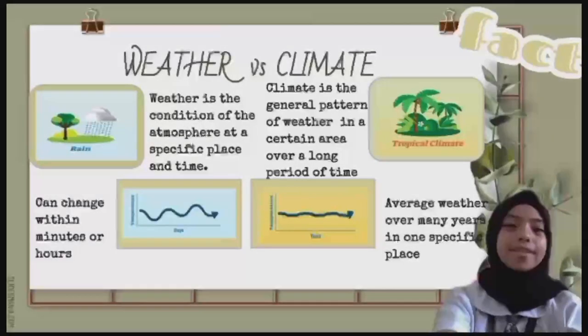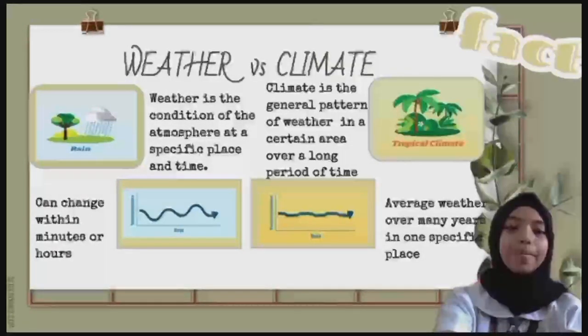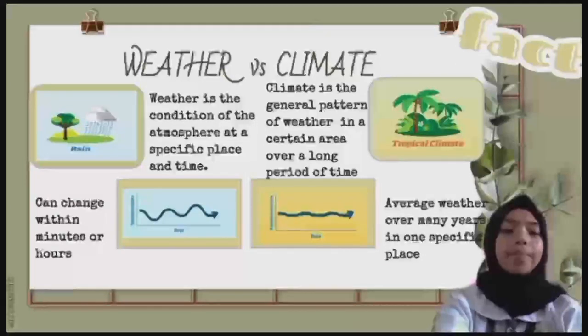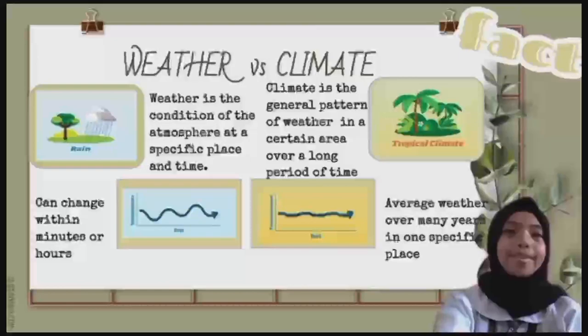Weather versus climate. Weather is a condition of an atmosphere at a specific place in time. It can change within minutes or hours. Climate is a general pattern of weather in a certain area over a long period of time. It is the average weather over many years in a specific place.